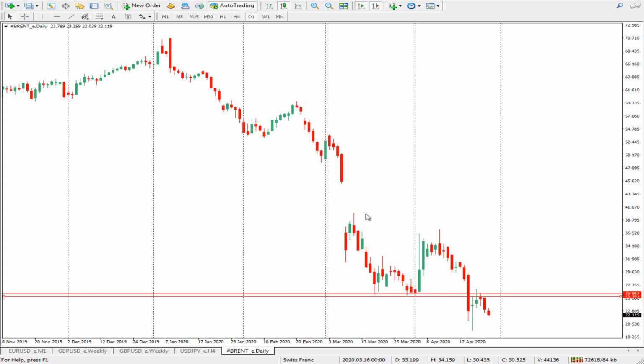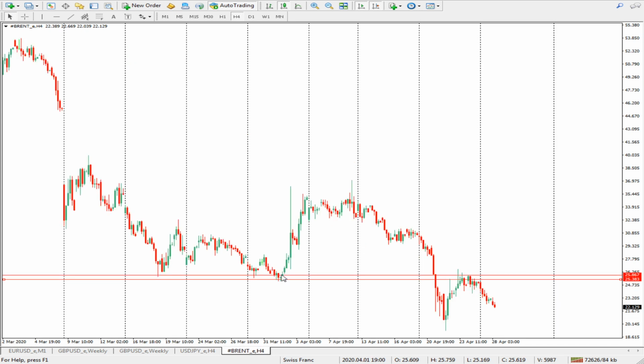We had some support here, a support which was broken. Then the price came back. This was last week, so we wanted price to come back up to the same point this week. The price was supposed to move back up to this point before continuing to the lower side. This is what we want to happen.